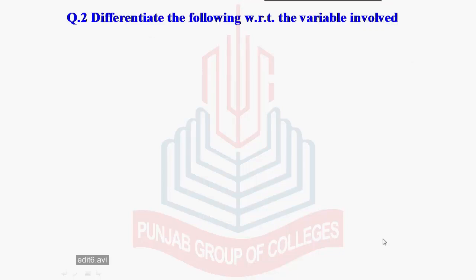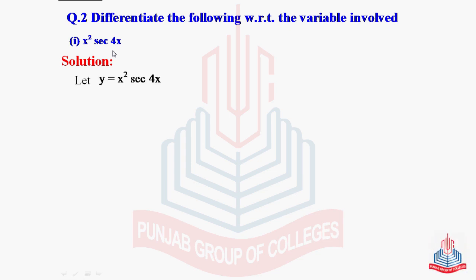So next question is question number 2. Differentiate the following expression with respect to the variable involved. The first part is to differentiate x square secant 4x. We'll start our solution. Let y is equal to x square secant 4x.